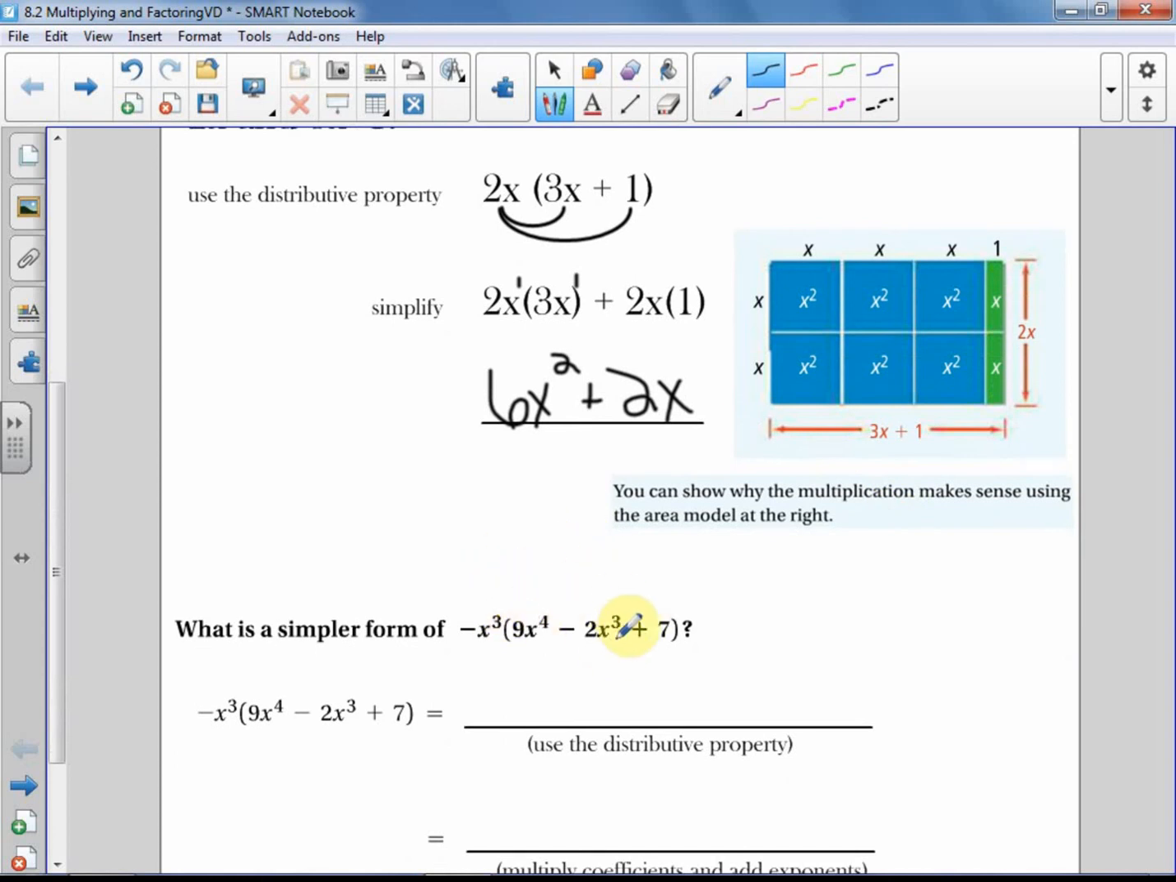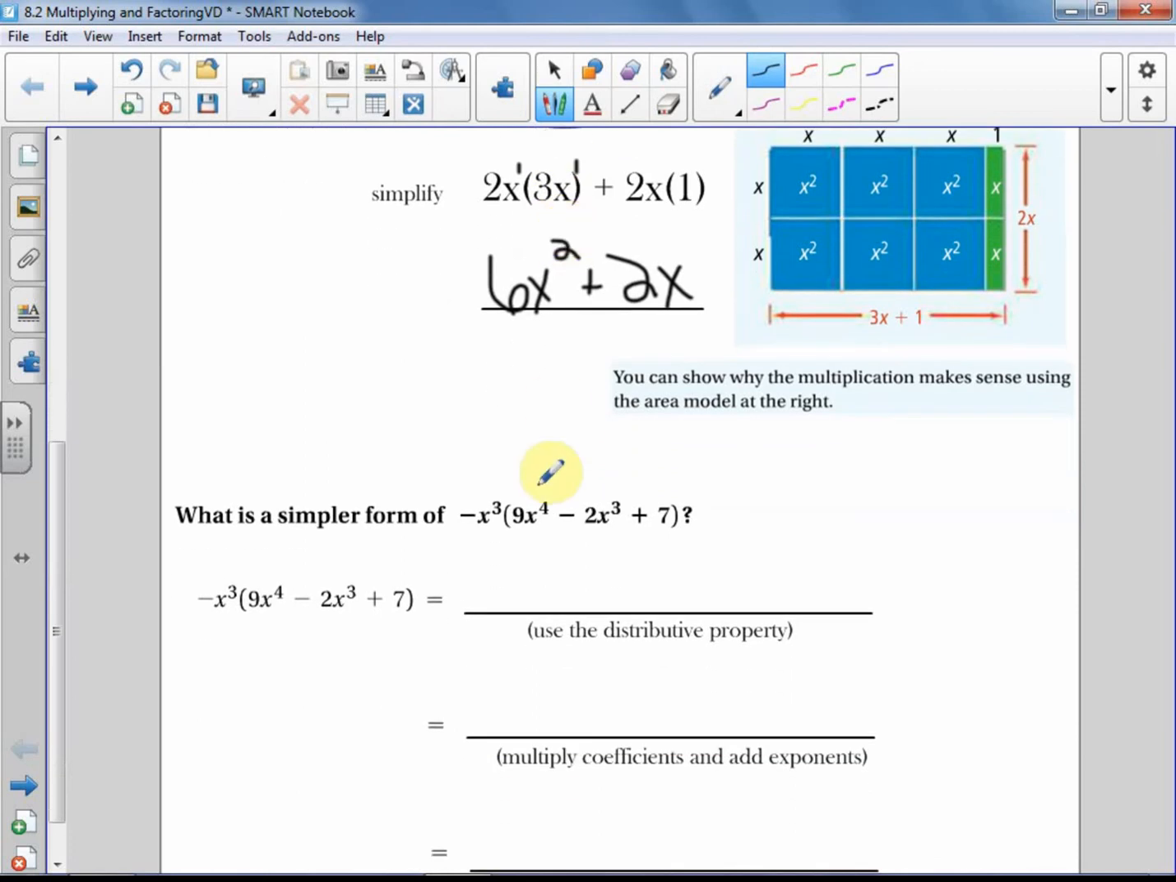This polynomial has an extra term compared to our first example. So once again, I'm going to use the distributive property. So I have negative x cubed times 9x to the 4th, negative x cubed times negative 2x cubed, and negative x cubed times 7.